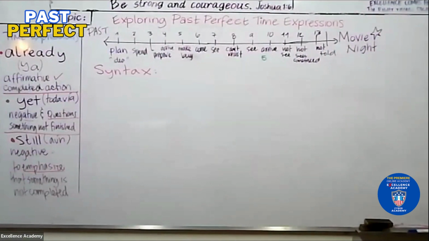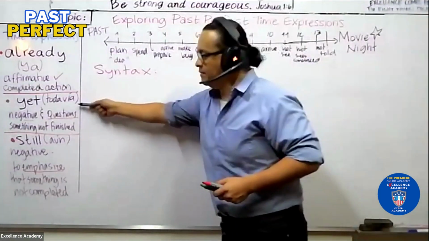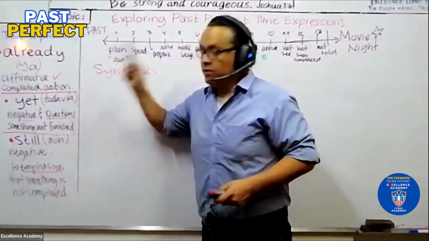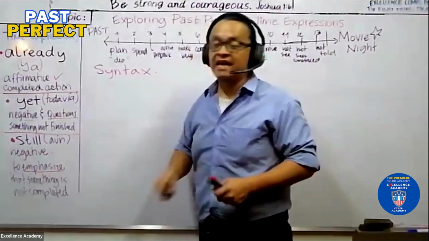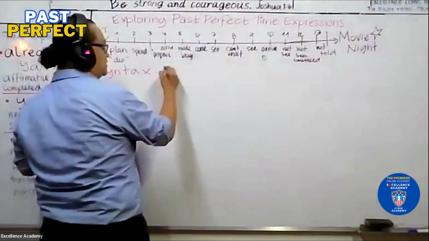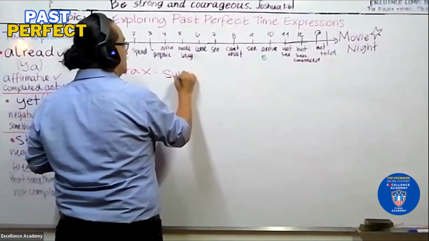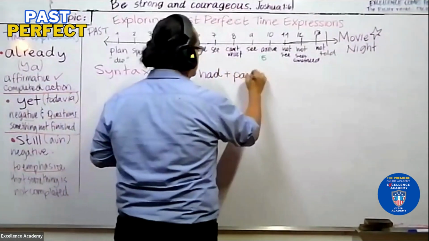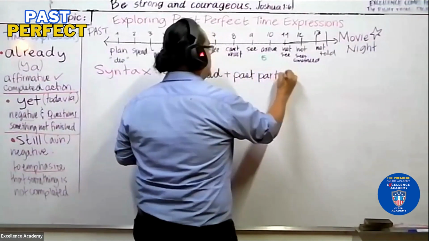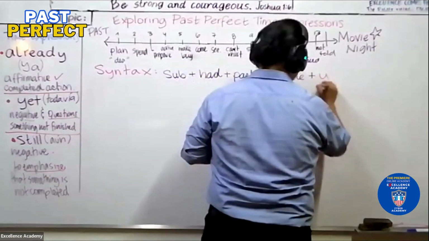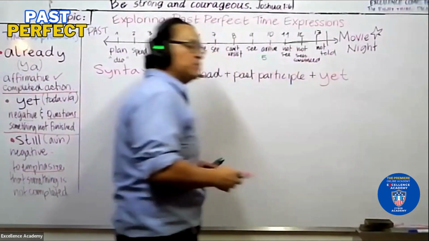All right, let's move on now to the time expression yet, or the adverb yet, which means todavía. We're going to use it for negatives and questions and for past events that are not finished, not completed. Let's use the first structure. So here we're going to use the subject plus the had auxiliary plus past participle. And this is going to be the most common for yet at the end. That's going to be the normal position of yet.